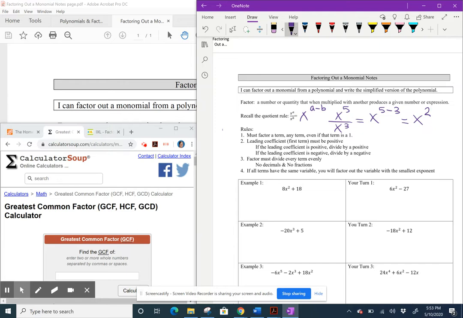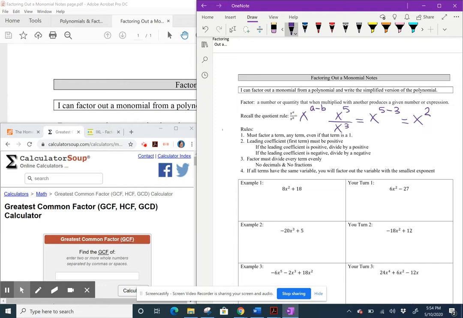You must factor each term evenly. What that means is you cannot have decimals or fractions when you're simplified. And then most importantly, and this is what a GCF calculator will not do, you just need to remember this: if all terms have the same variable, you will factor out the variable with the smallest exponent. And we will get into that in around example 3.